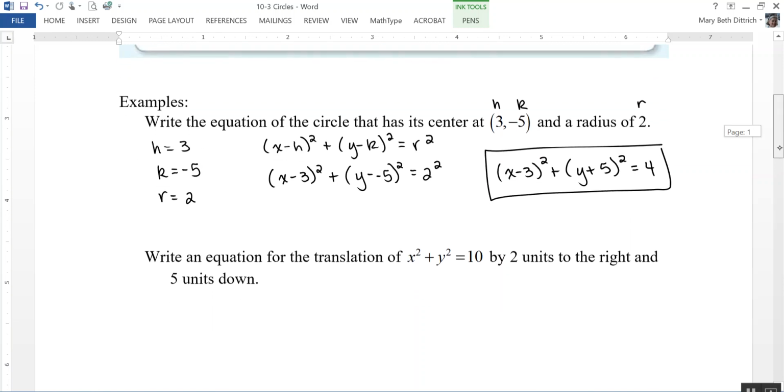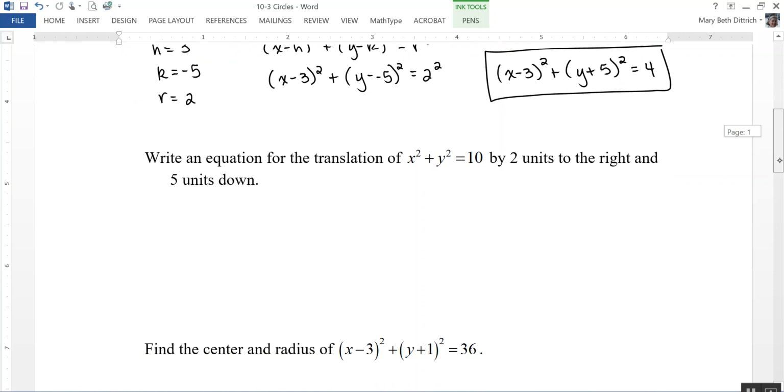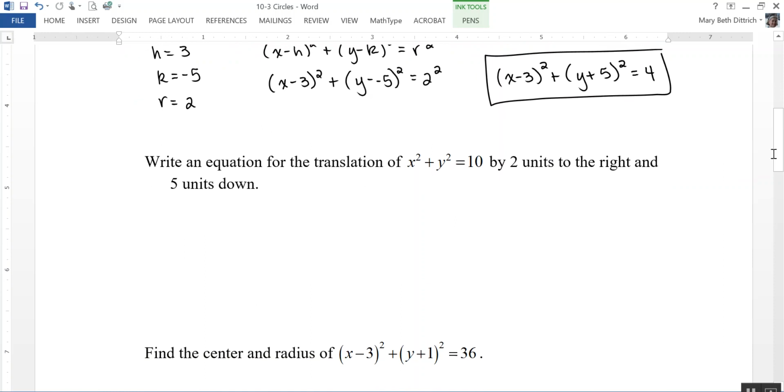Next example says, write an equation for the translation of x squared plus y squared equals 10 by 2 units to the right and 5 units down. So what does that mean? The circle x squared plus y squared equals 10 is actually centered at the origin. That was where the center would be, but I need to move it 2 units to the right, and then I need to move it 5 units down. Okay, so that's going to move my center to the point (2, -5).